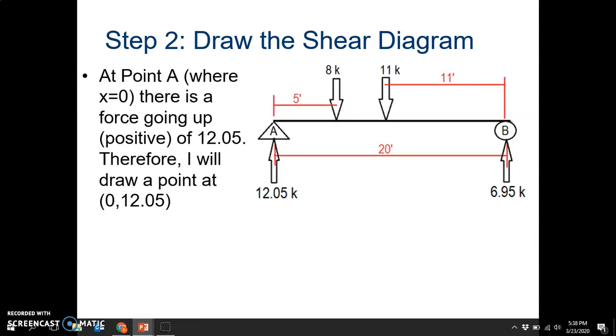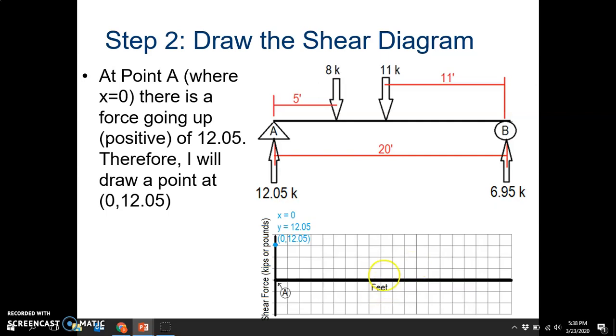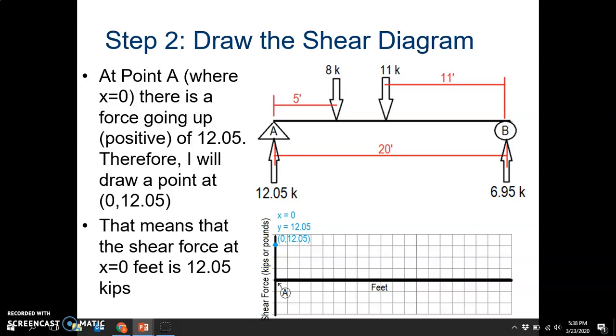Okay, so let's start at the origin. Right away, we have a shear force of 12.05 in the up direction. So I'm going to write that as a positive, which is going to be a point right here. A point at 0, 12.05. That means that the shear force at x equals 0 is 12.05 kips.